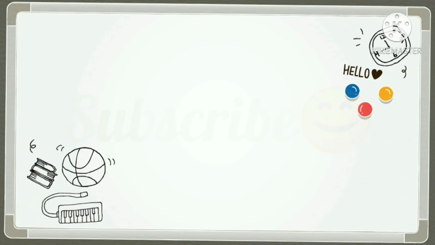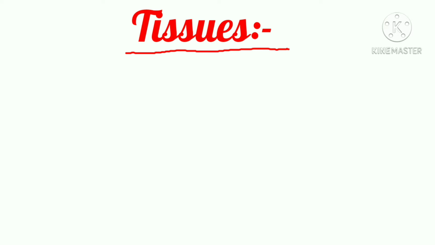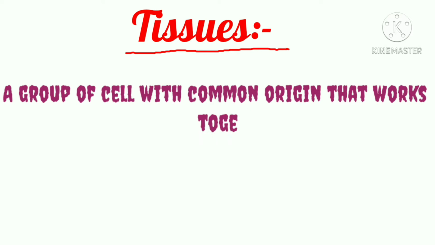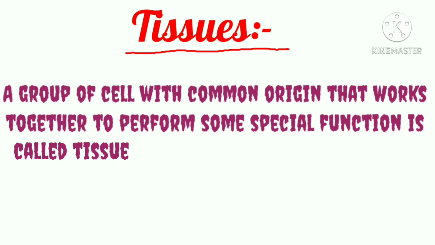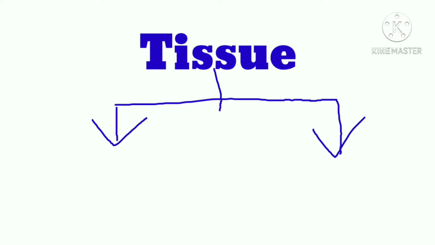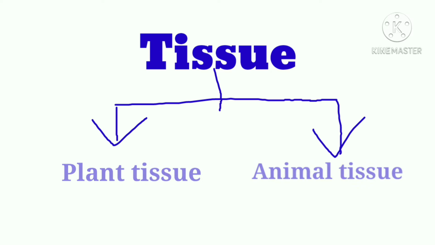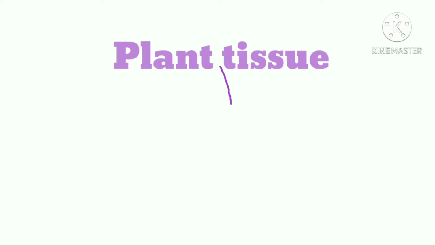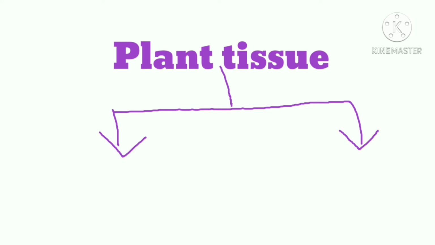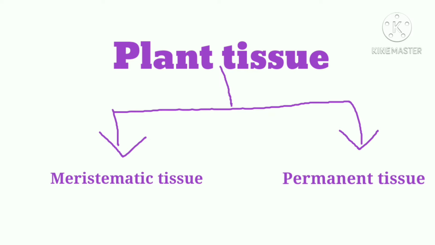Now let's start. Firstly, what is tissues? A group of cells with common origin that works together to perform some special function is called tissues. Now tissues is of two types, plant tissues and animal tissues. First we will understand about plant tissues. So now plant tissues is again of two types, meristematic tissues and permanent tissues.